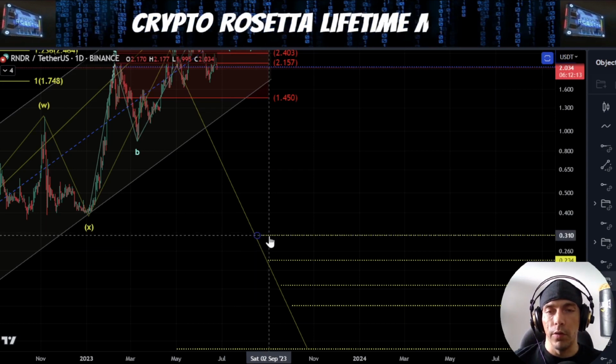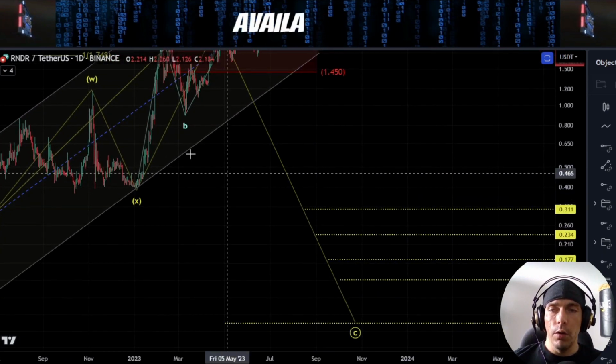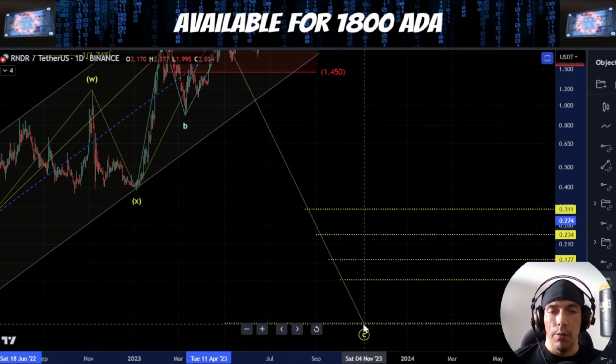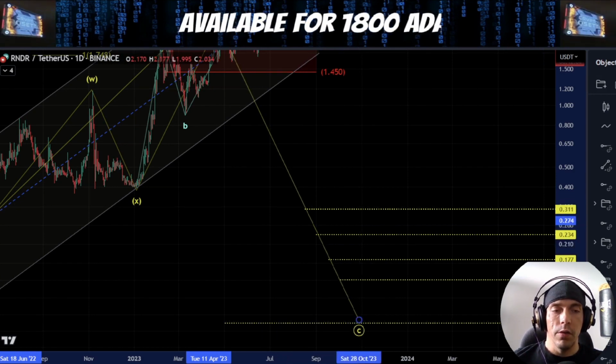So this would be our 0.618 level. So if we are looking at this as a C wave, this would be the minimum that I would be looking for this to come down. However, we can come all the way down towards this 086 region.